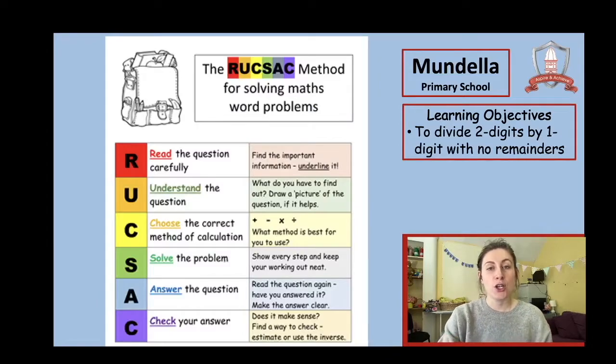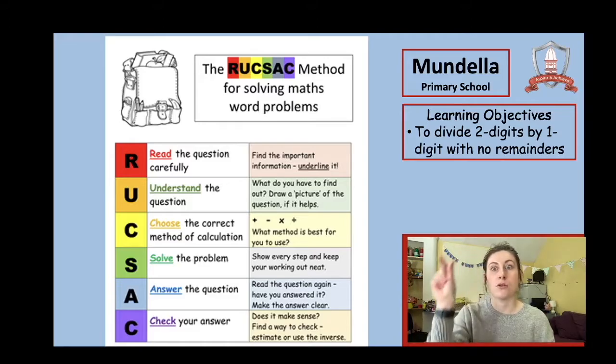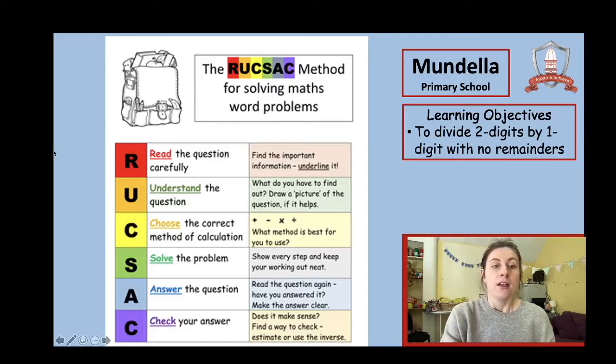Next, we're going to use what we've learned using the bus stop method to answer some problems. Now, remember, we're going to be using the bus stop method to answer them, and they are going to involve us exchanging 10s for 1s. So we're going to be moving that number along. So it's really important that we read the question, we understand the question that's being asked of us, we choose the correct method of calculation, remember it's division today, solve the problem, answer the question and check our answers.